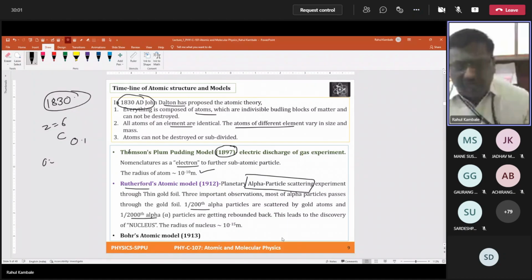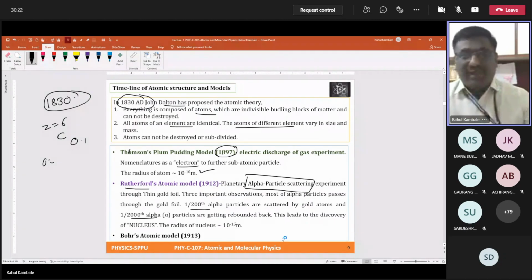Means an elephant is running towards the wall, so the wall should break, no? But the elephant is rebounded back. It means something is there inside the atom. The electron was known. Something is there apart from the electron, and it is very heavy.